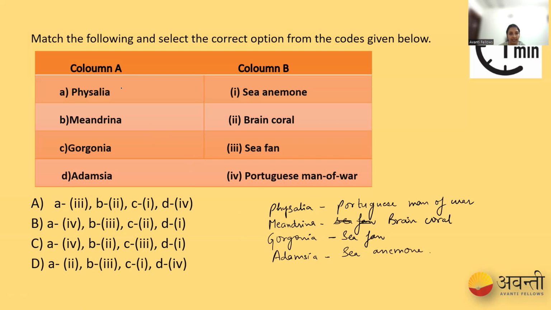That means A is fourth, B is second, C is 3 and D is 1. Now look at the correct option. A 4, B second, C third and D 1. So the correct option is option number C.